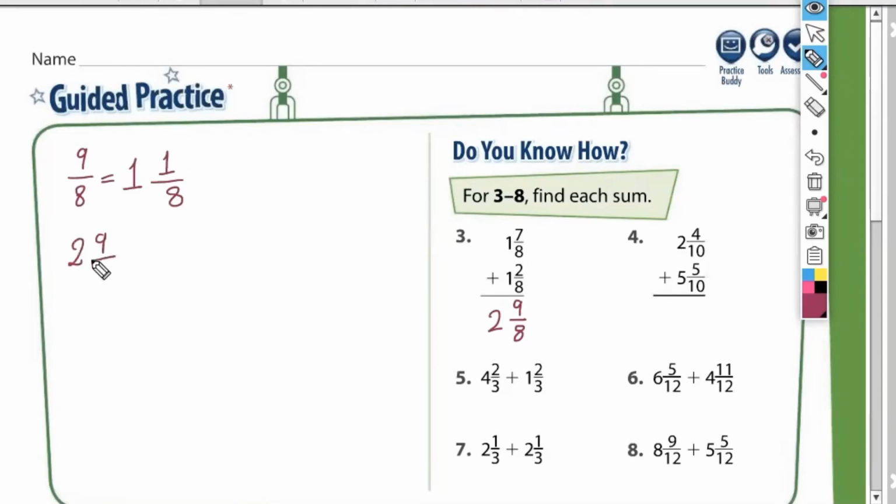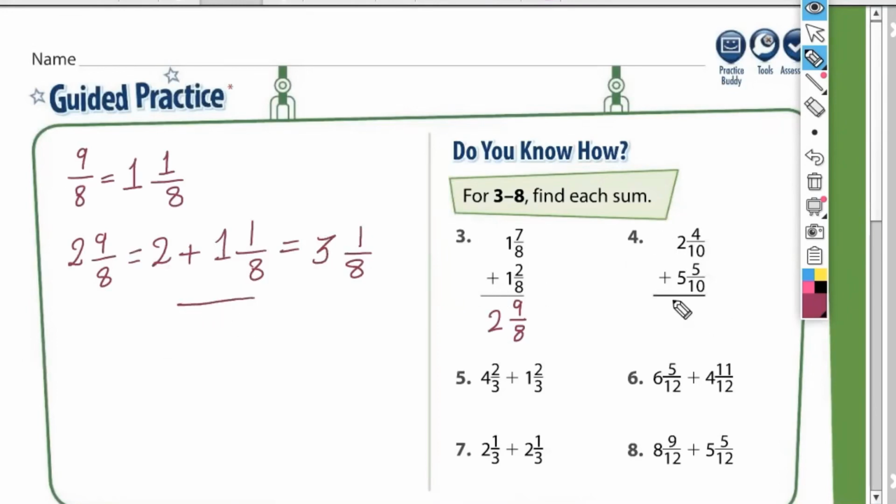2 and 9 out of 8 equals, I will keep 2 as it is and put here 1 and 1 out of 8. I will put 1 out of 8 as it is and 2 plus 1 equals 3.